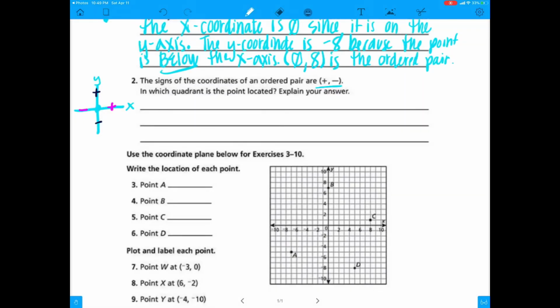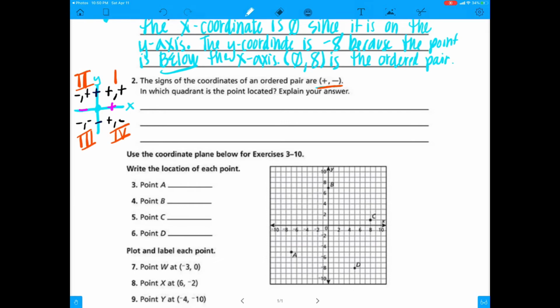Quadrant 2, that's when you go to the left and then you go up. So that's negative, positive. Quadrant 3, you went to the left and you went down. That's negative, negative. And quadrant 4, you went to the right, so it's positive. And then you went down, which is negative. So this ordered pair is positive, negative. We're going to find that in quadrant 4. And I'm labeling them and they go counterclockwise. So 1, 2, 3, 4.